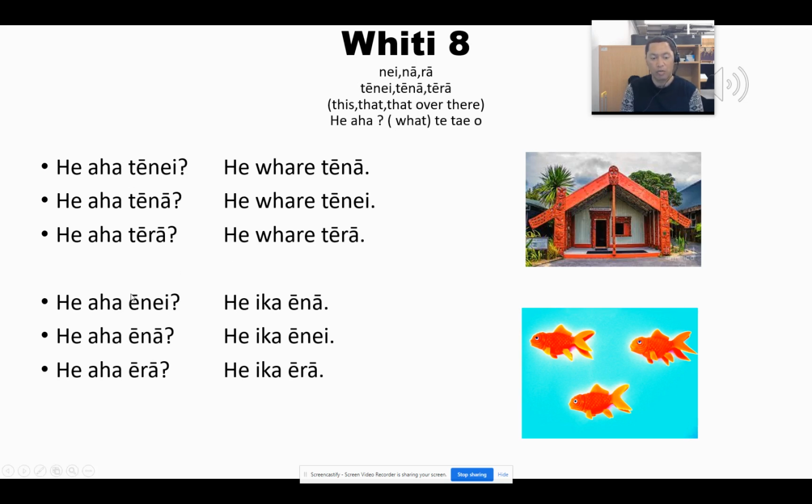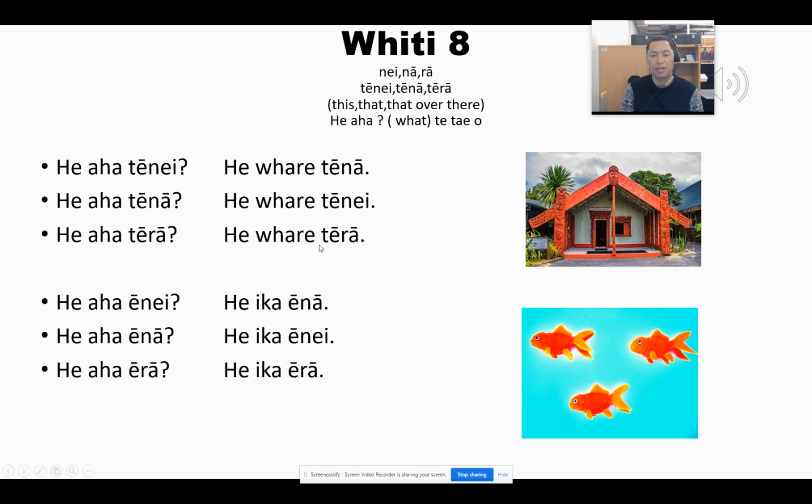Ka pai, and when you reply, he aha e nei, he ika e na. Okay, what are these? Those by you are fish. He aha e na, what are those by you? He ika e nei, these are fish. And he aha e ra, what are those over there away from us? He ika e ra, those over there are fish.